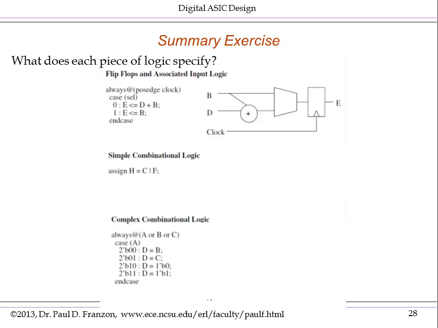The second one is some simple combinational logic. Assign H equals C bar F. Bar means OR, so what are we building here? A simple OR gate.